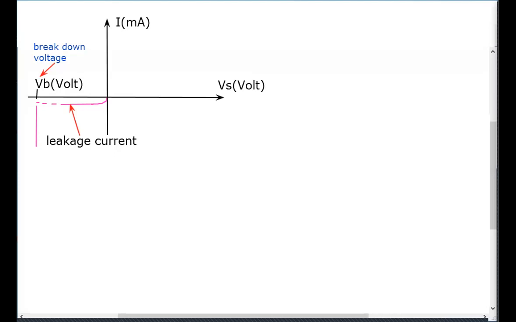Once a diode is kept under the breakdown voltage, comma, it is completely damaged and it cannot be used any further.